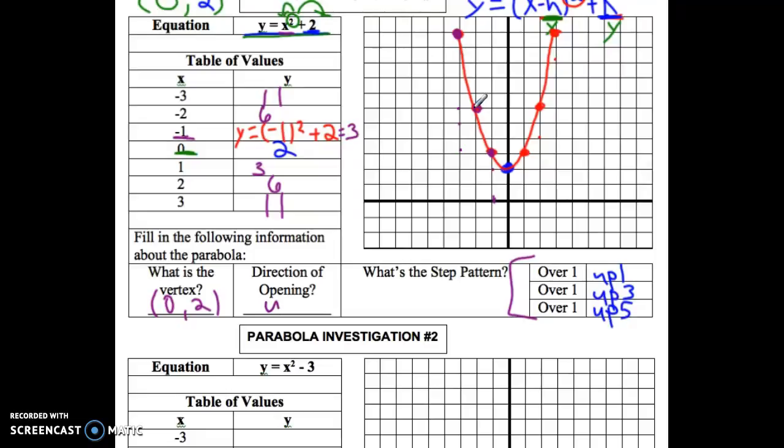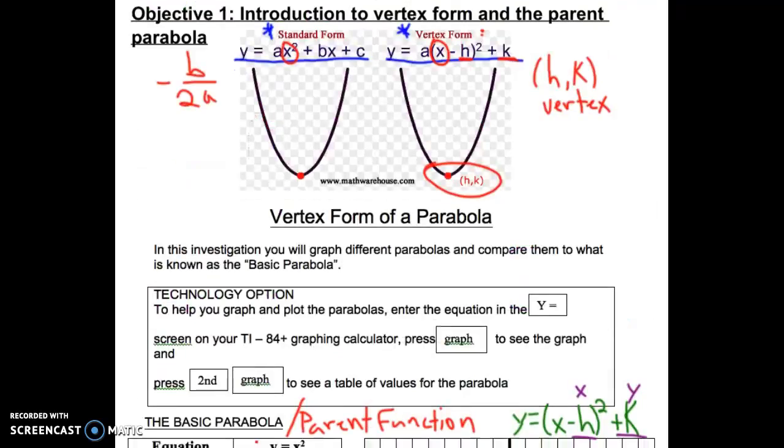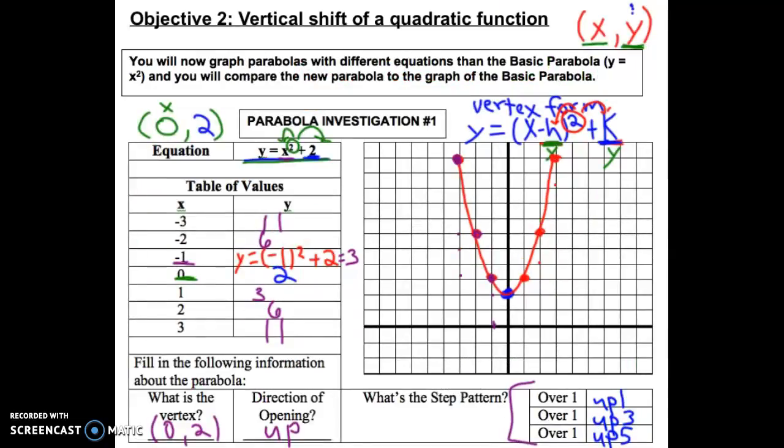And it opens up. Now, the other big thing of a vertical shift is the initial thing is you need to be able to compare this to the parent function y equals x squared. Now this is y equals x squared right here, and its vertex is at 0, 0. So you need to be able to describe the shift that is happening.